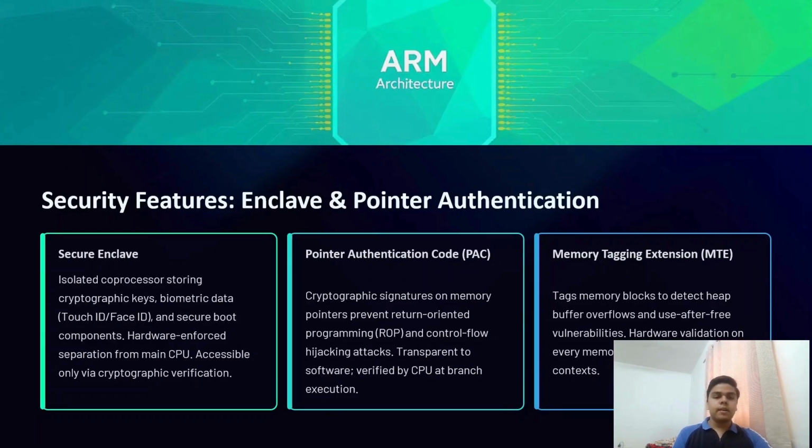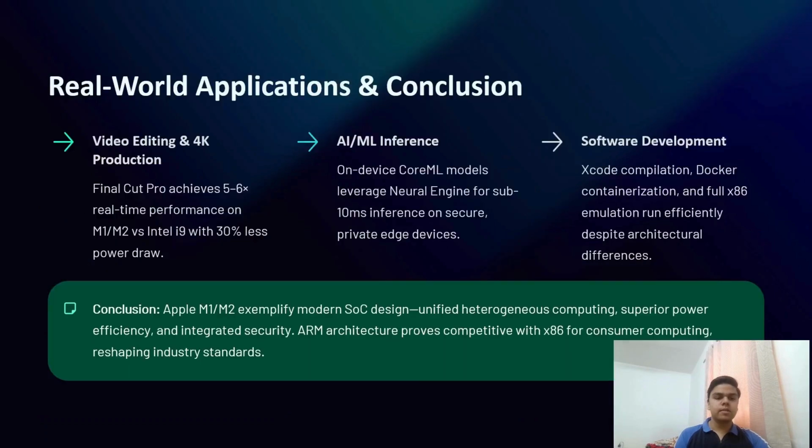Now let's see the security features that make Apple so reliable. The Secure Enclave is an isolated coprocessor that protects the encryption keys, Touch ID, Face ID data, and secure boot processes. The Pointer Authentication Code, or PAC, adds cryptographic signatures to pointers, helping prevent control flow hijacking attacks. Additionally, the memory tagging extension detects and stops memory corruption errors at hardware level, which is not seen in Intel processors.